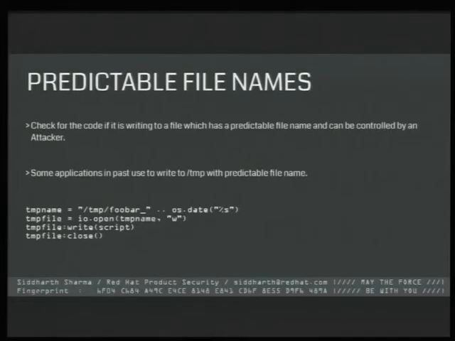Because suppose this is an RPM and you are an internal user, you can just wait and you'll know when your admin is going to update the RPM. You can just change this. You can add sudo your name. And RPM uses root privileges to install on the system. So whenever RPM is going to install and run the post-install script, done.